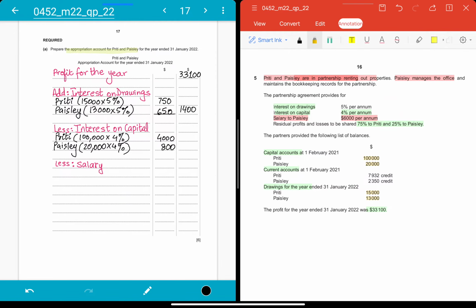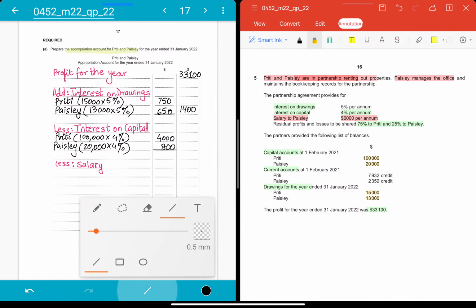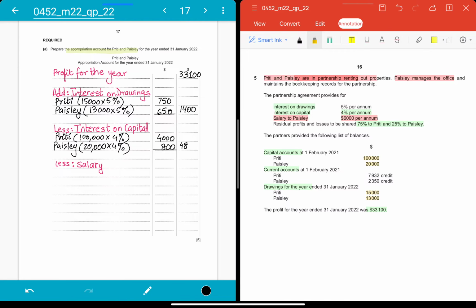Okay, so when we add these we will get 4,800 and that will be subtracted. Okay, so 4,800 is going to be subtracted from there. And then we also deduct the salary, because as I said, the main purpose of making the appropriation account is to distribute the profit or loss between the partners, the remaining profit or loss after these adjustments have been done. So we are also paying a salary to Presley, because she is maintaining the office and doing the bookkeeping as well, and this is 6,000 per annum, so you remove the 6,000 per annum salary as well, and then you get the residual profit.